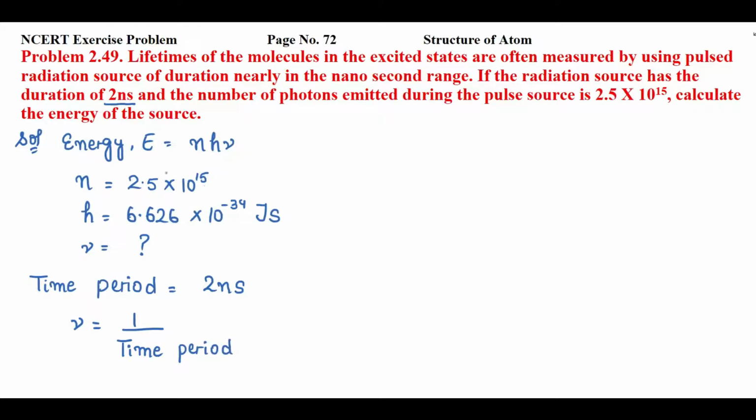Now if you see, we are having Planck's constant in seconds, right? And here time period is in nanoseconds. So what we will do, we'll convert this nanosecond in seconds so that we can proceed the calculation easily. So it will be 2 into 10 raised to power minus 9 second. In bracket you can write over here 1 nanosecond equal to 10 raised to power minus 9 second, right? So we'll put the values. So nu equal to 1 by 2 into 10 raised to power minus 9 second, right?